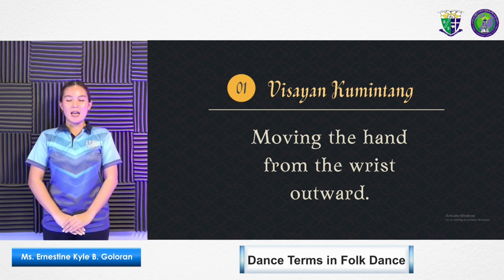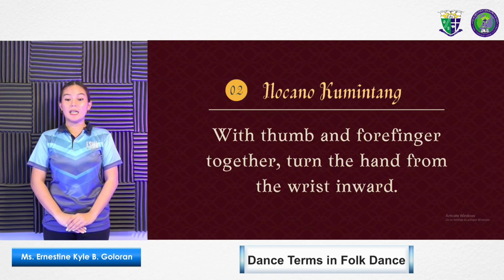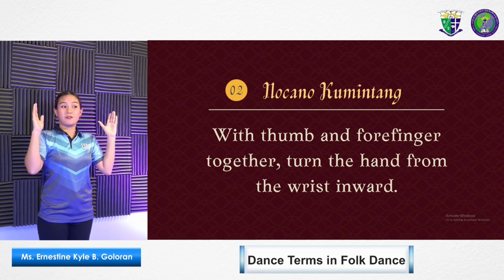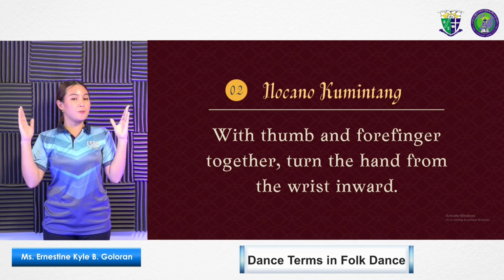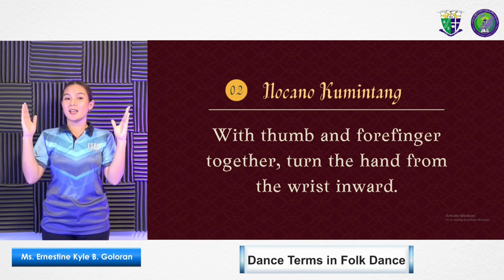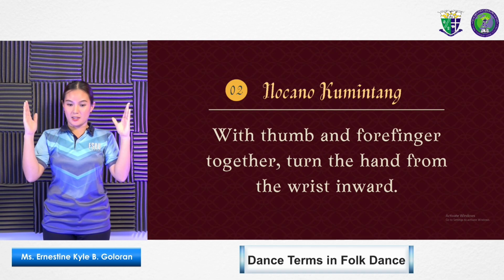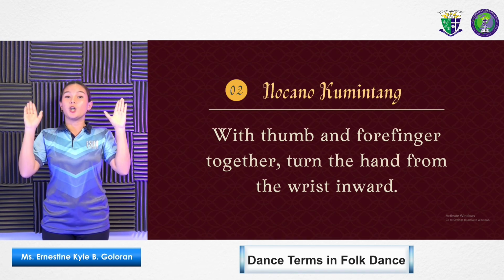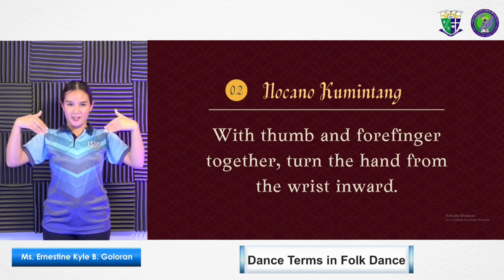That's it. Next, we have the Ilocano Kumintang. With thumb and forefinger together, turn the hand from the wrist inward. So actually, Visayan Kumintang and Ilocano Kumintang is the same. It's just that the direction is opposite. So in Ilocano Kumintang, all you have to do is to move your hands inward, like this.